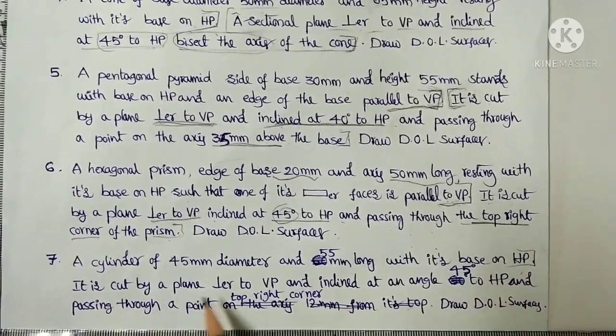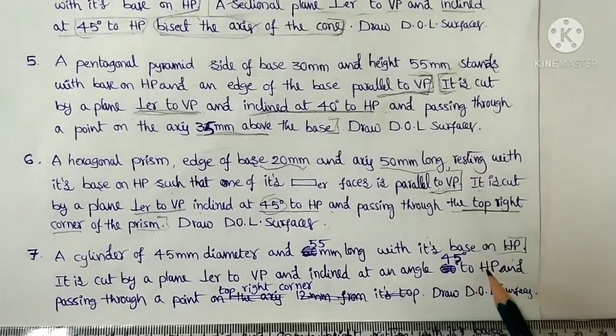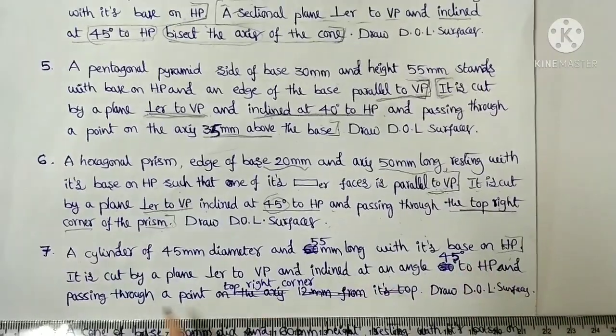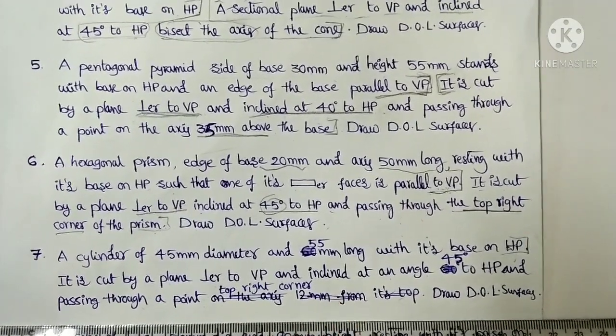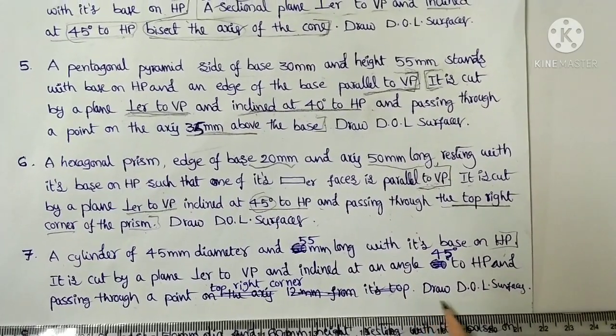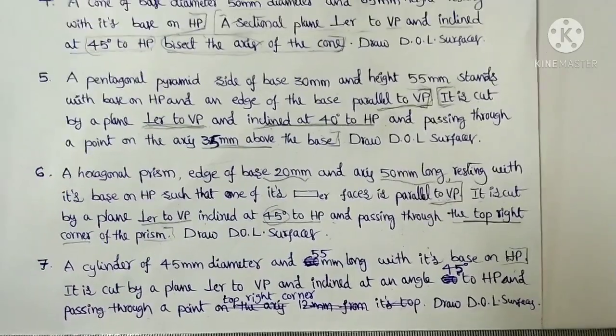It is cut by a plane perpendicular to the VP and inclined at 45 degrees to the horizontal plane and passing through a point on the top right corner of the cylinder. Draw the development of lateral surfaces of the truncated cylinder. That is the given data.